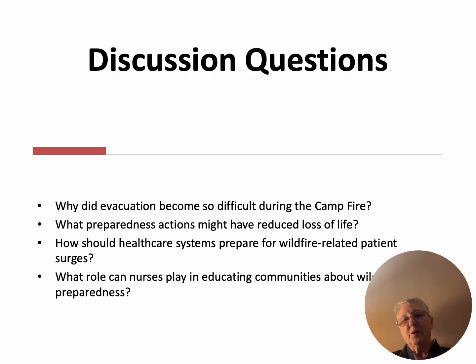So, why did evacuation become so difficult during the Camp Fire? How might it become difficult in your community? What preparedness actions might have reduced loss of life? How should healthcare systems prepare for wildfire-related patient surges? Well, you live in New Mexico. This is really important. It is the greatest risk we have here of disaster. And what role can nurses play in educating communities about being prepared?